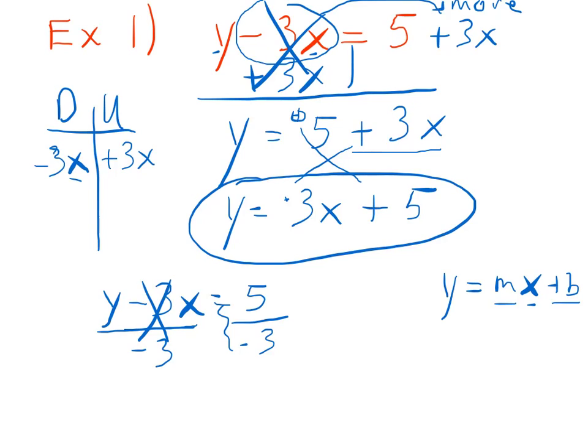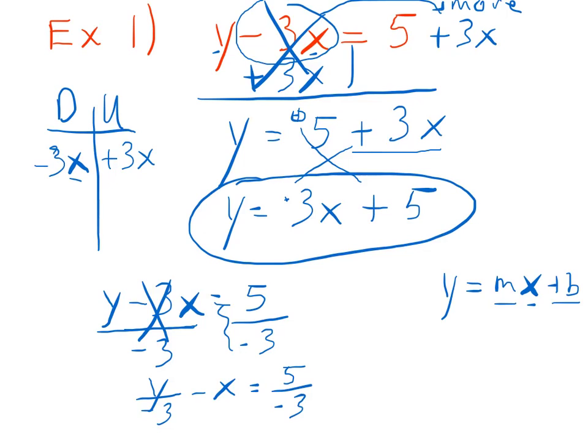This cancels, but does the x cancel? No, it does not, because I didn't subtract that x too. So I would be left with y over negative 3, minus x is equal to 5 over negative 3. So again, I have y over negative 3, minus x equal to 5 over negative 3.